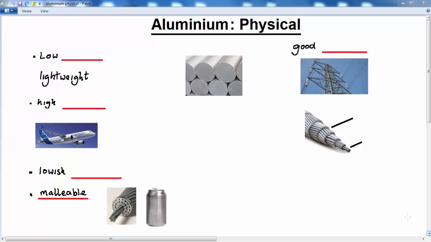In the next 3 lessons we're going to look at some of the properties of aluminium. In this lesson we'll look at the physical properties, in the next lesson its chemical properties, and in the 3rd lesson we're going to compare its properties with that of iron.